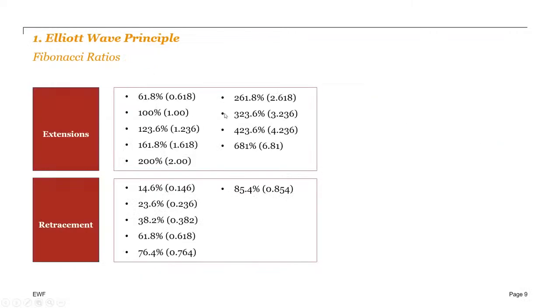The most important thing though is this. This is what you need to be aware of. This is the most important ratio, right? For retracement, you have 14.6%, 23.6%, 38.2%, 61.8%, 76.4%, and 85.4%. Nowadays, there is one other retracement level that is not Fibonacci, but also very important and often used, which is 50%. So this is the typical ratio for retracement.